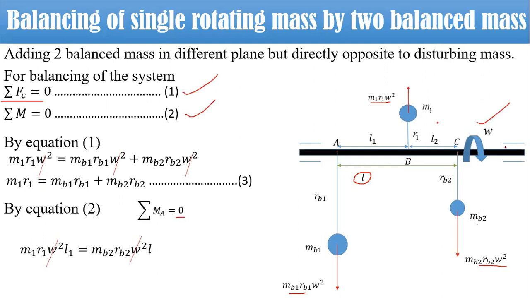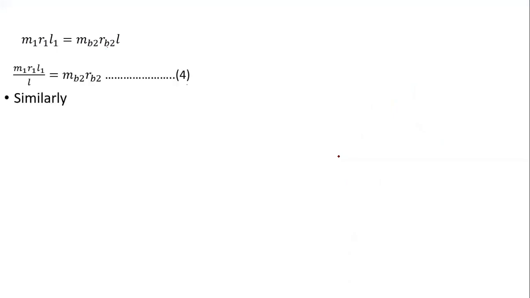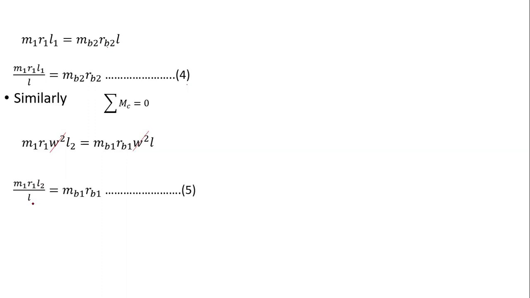So now taking the moment with respect to C and putting it equal to 0, there will be two moments. The first is m1 r1 omega square into L2, and the second moment is mv1 rv1 omega square into L, and both are in the opposite direction. So the moment of this force is equal to the moment of this force, right? So m1 r1 omega square into L2 is equal to mv1 rv1 omega square into L. Omega square will be cancelled, and from here mv1 rv1 is equal to m1 r1 L2 divided by L. This is equation 5. So by equations 3, 4 and 5 we can find the balance mass mv1, mv2 and the radii of the balance masses rv1 and rv2.